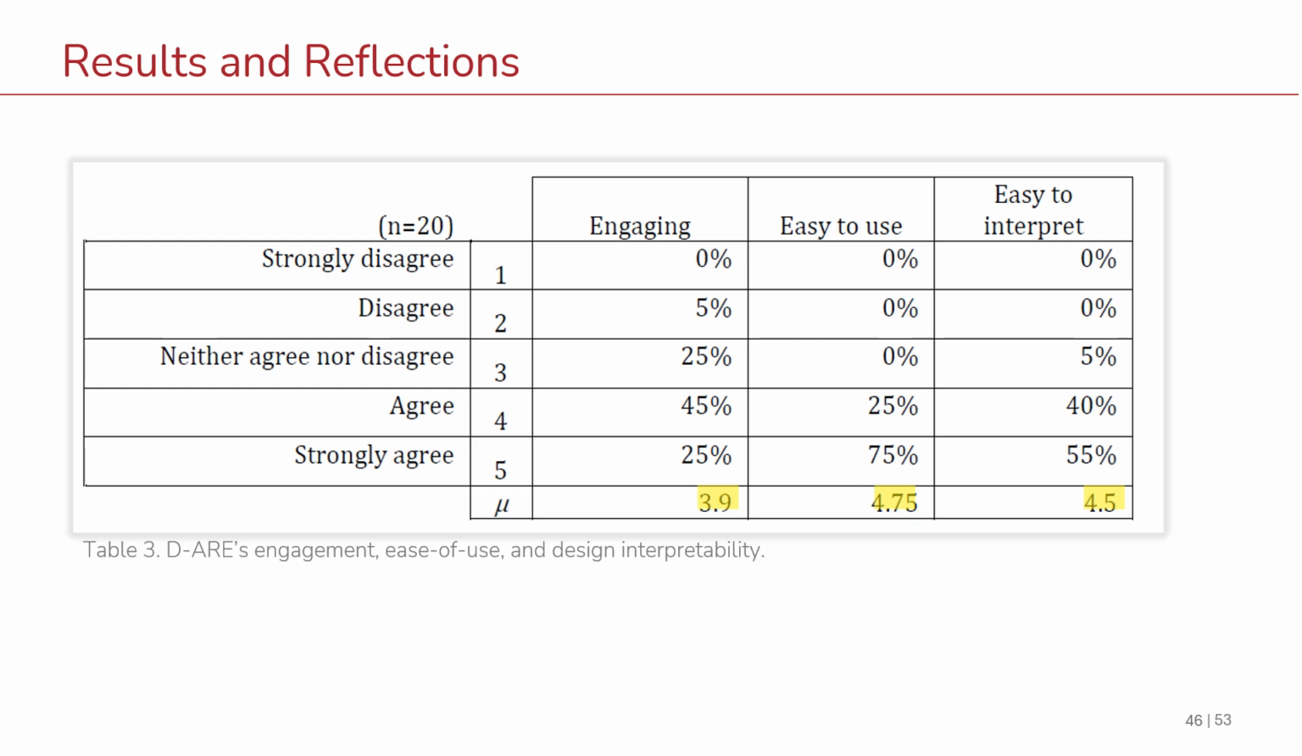Okay, in conclusion, on average, the engagement score was 3.9 and it shows the need for further improvement. Ease of use was highly rated, indicating that users find DR very easy to use. And the last one, ease of interpretation, also performed well with a good average score, showing that users generally find the design data clear and easy to interpret.